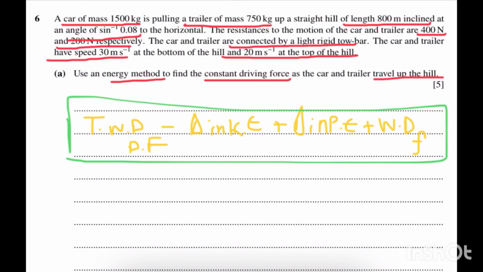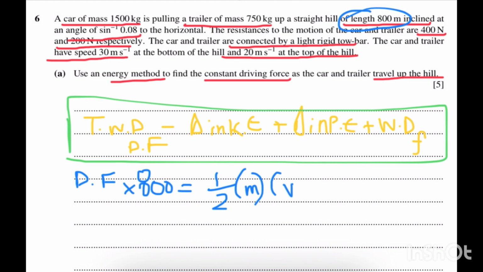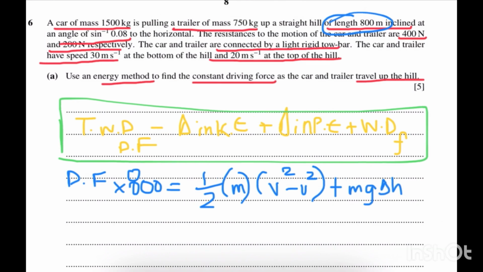For the total work done by the driving force, we know that the car is pulling the trailer up a hill. So the engine of the car is exerting a certain driving force which is unknown. The total work done has a formula of driving force multiplied by the distance traveled, in that case the length of the hill, which is 800 meters. Then we have the change in kinetic energy, which has a formula of half times m multiplied by the final velocity squared minus initial velocity squared. The change in potential energy is the mass multiplied by gravity multiplied by the change in height. Work done against friction is the force of friction multiplied by the distance traveled.